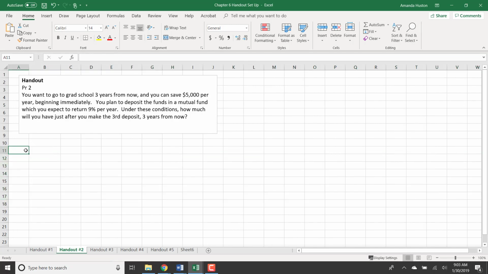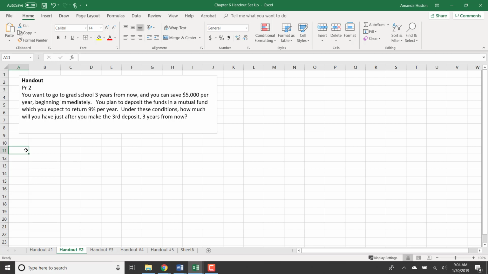Our second problem: you want to go to grad school 3 years from now, and you can save $5,000 per year beginning immediately. You plan to deposit the funds in a mutual fund, which you expect to return 9% a year. Under these conditions, how much will you have just after you make the third deposit 3 years from now?